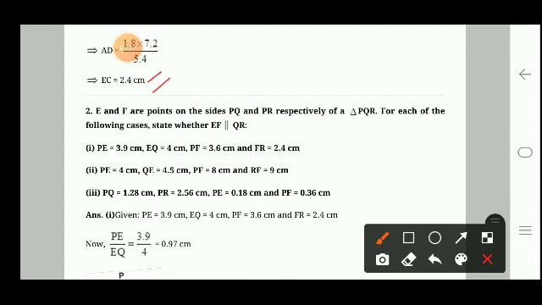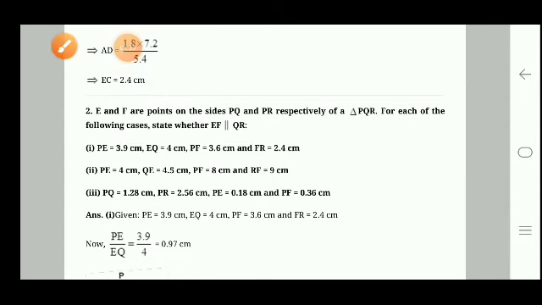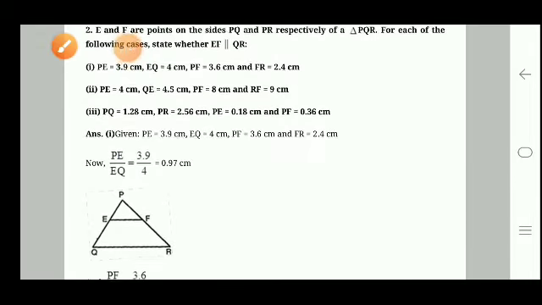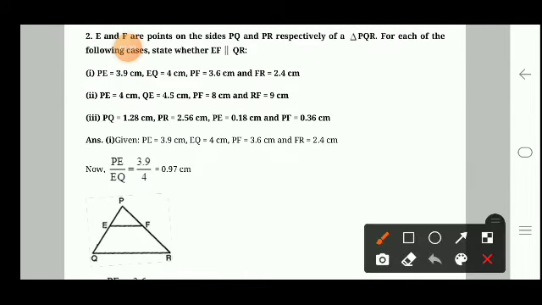Now in question number 2, E and F are points on the sides PQ and PR respectively of a triangle PQR, as we can see here in this figure. For each of the following cases, state whether EF is parallel to QR or not. In order to show that this is parallel, if we are able to find that the ratios of the different sides of the triangle are in proportion, then we can say that EF is parallel to QR. This is totally based on theorem 6.2.